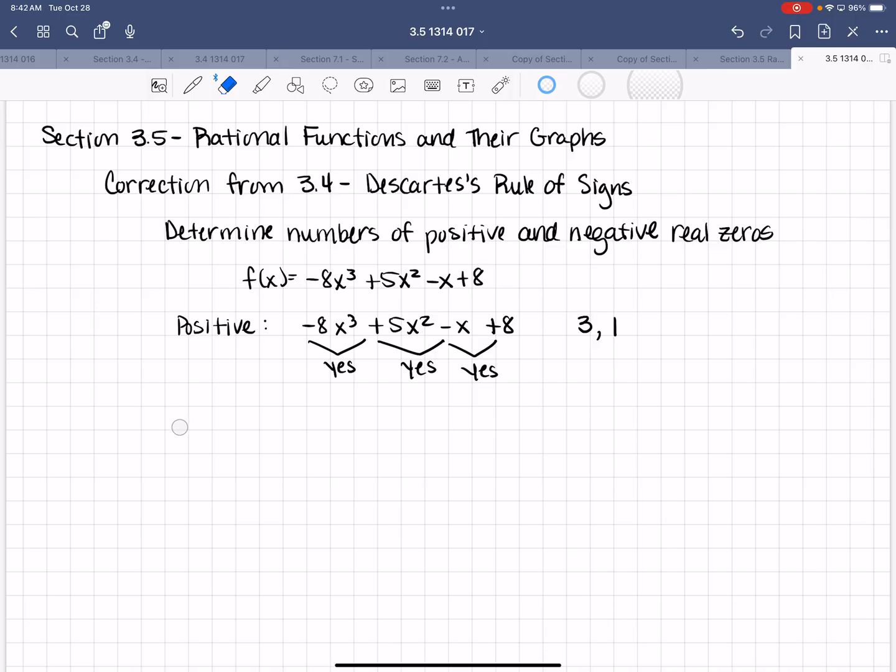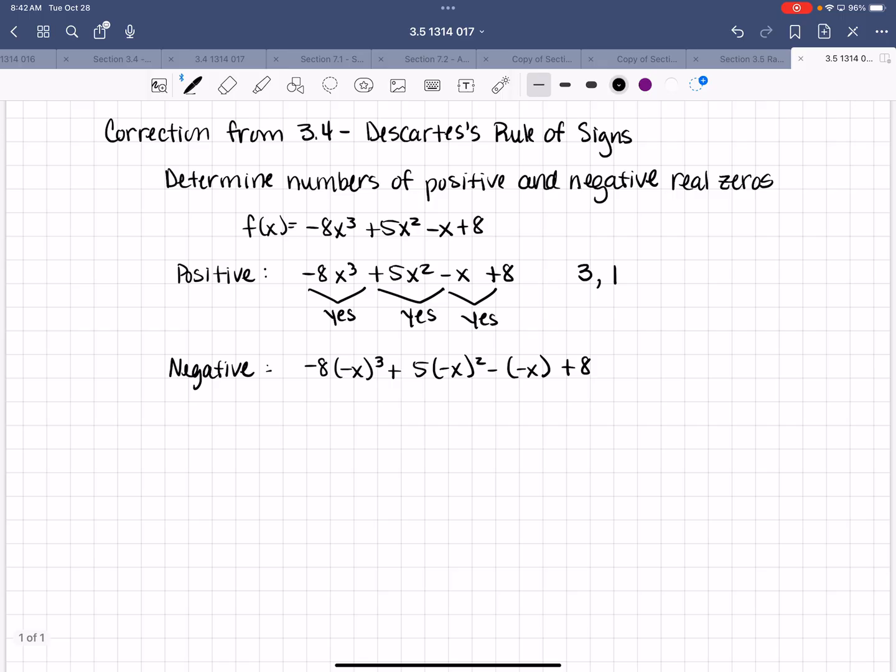So on the negatives, you do change the sign of x. So this becomes negative 8 times negative x cubed plus 5 times negative x squared minus a negative x plus 8. You have to plug in that negative x there, which was fine. I told you that fine, just correctly. And then that's going to give me a positive 8x cubed altogether. Then I've got plus 5x squared plus x plus 8.